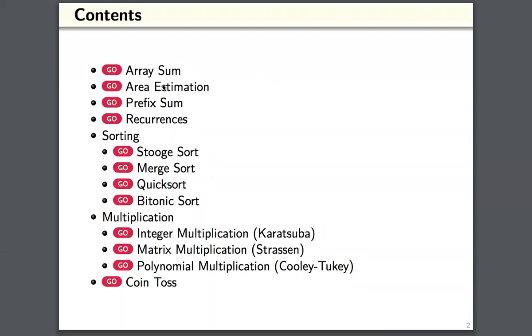Several problems. One is array sum, array estimation, prefix sum, and we will look at recurrences. This is not a problem, but an idea. Recurrences are the recursive relationships for the complexities of divide and conquer algorithms, and we want to know how to solve them. If we know this, we can write all the complexities as recurrences and use a formula, a theorem result, to attack it.